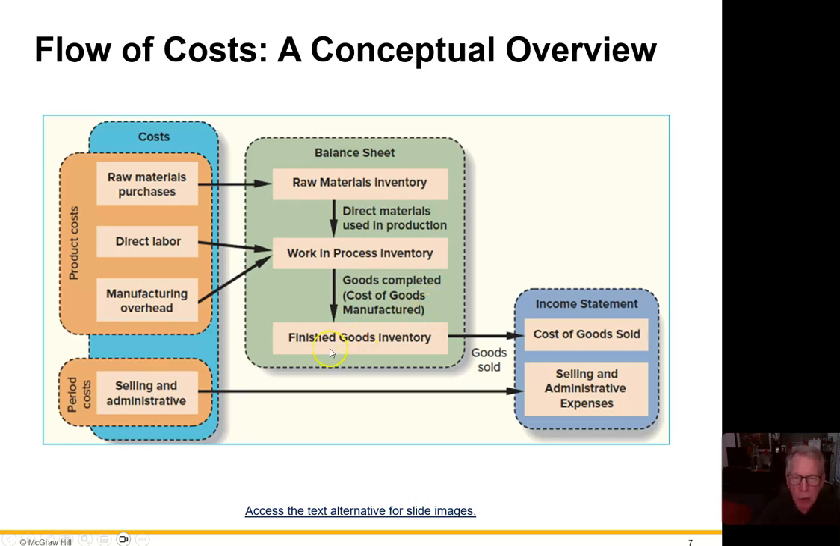Now, that gets transferred into finished goods inventory. And what happens next is one of two things happen. We either keep it in finished goods inventory or we sell it, and in which event that is reflected on the income statement as cost of goods sold as product costs. But we also have period costs here, right? These were the product costs, and these are the period costs. We have selling expenses and G&A expenses. Okay.